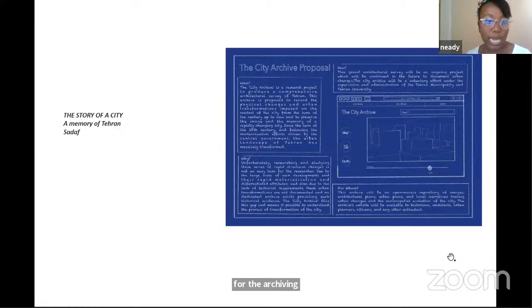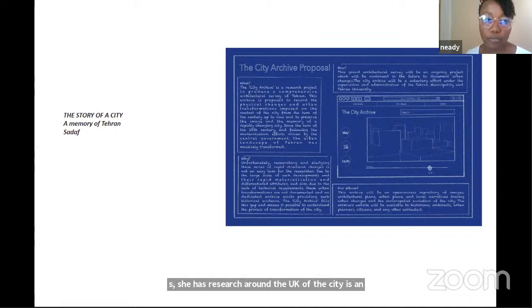Then we have Sadaf. Sadaf is from Iran, and she has research around the archive, the city as an archive. And so she thought of having a digital platform that is a repository for a memory of Tehran. So she thought of having a platform that is open source, where here again she is the archival curator, where different people can come in and give their memory of Tehran, or different spaces in Tehran. And these can be layered and create a story of it.